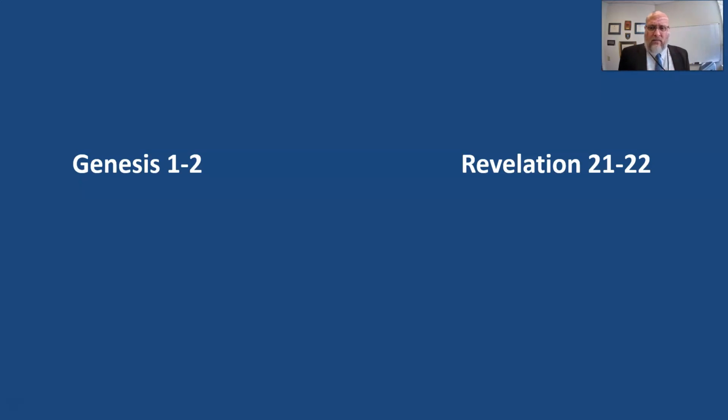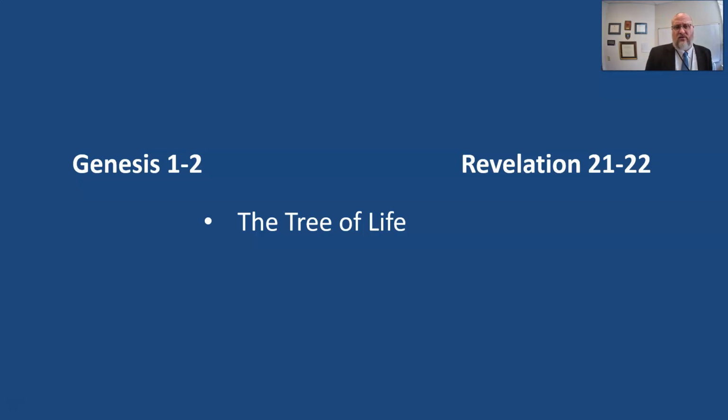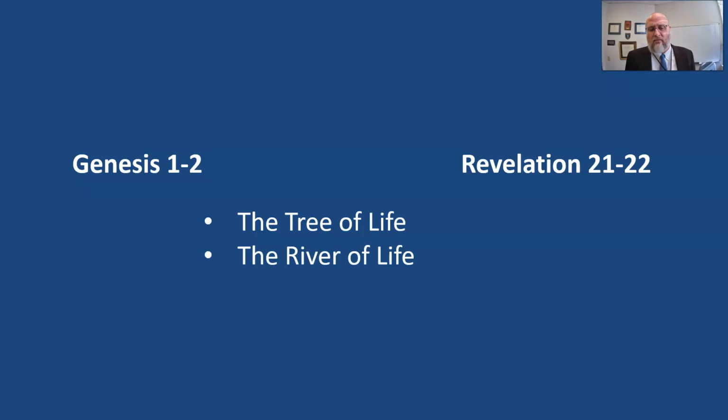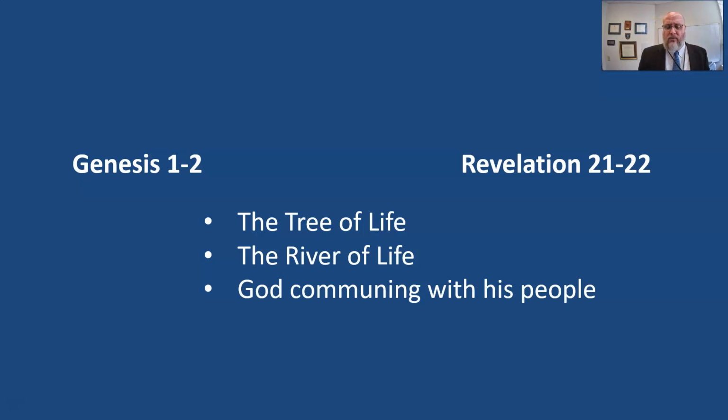And when you do that for the beginning and end of the Bible, what you see is that both mention the tree of life. The only place in the Bible where the phrase the tree of life appears is in Genesis 1 and 2, and then in Revelation 21 and 22, where New Jerusalem is the restored Garden of Eden. Both texts have the river of life. Both have God communing with his people. Both have a cosmic wedding.